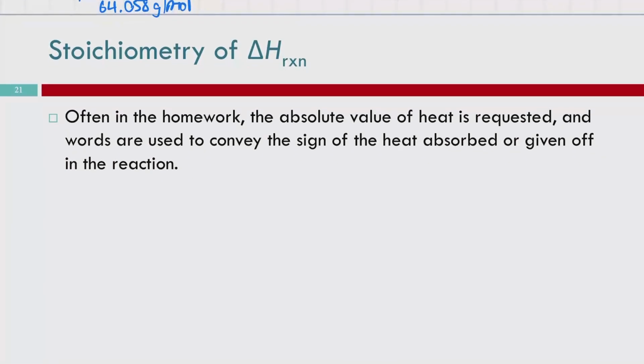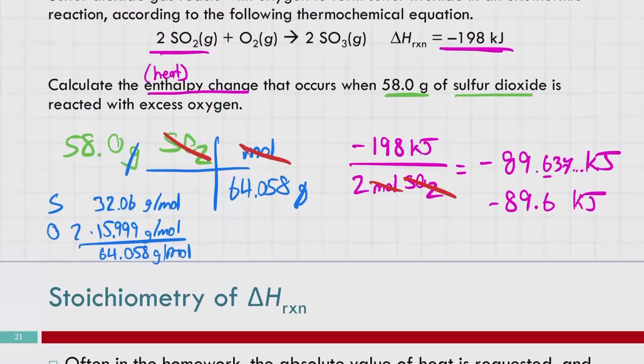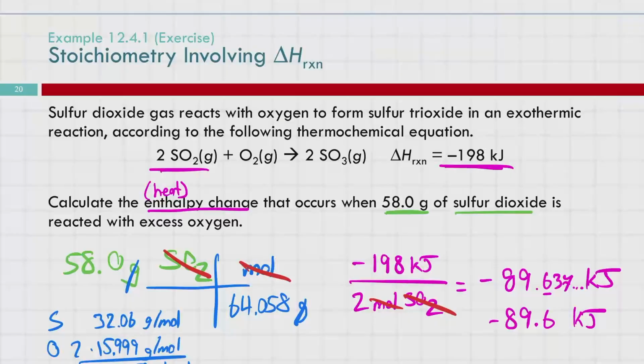Sometimes, if you haven't done the homework yet for this, the absolute value of heat might be requested. And there could be words that are used to convey whether it's a positive or a negative sign. Remember, this chapter, especially the first 10 slides, the review part, will show up on the final. The new stuff will also show up on the final.